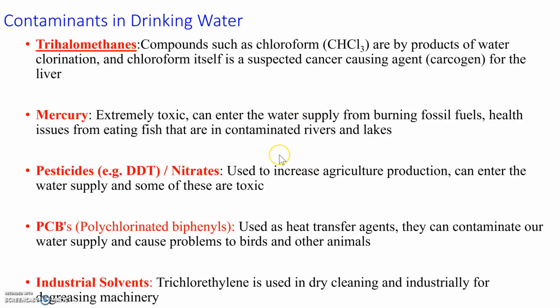Another water contaminant that we have to deal with is mercury. This enters water as a result of burning fossil fuels. Pesticides: we add pesticides and nitrates to fields to enhance our crop growth. These can run off into our water systems and cause issues. PCBs and industrial solvents are also examples of contaminants that can get into water and do harm.